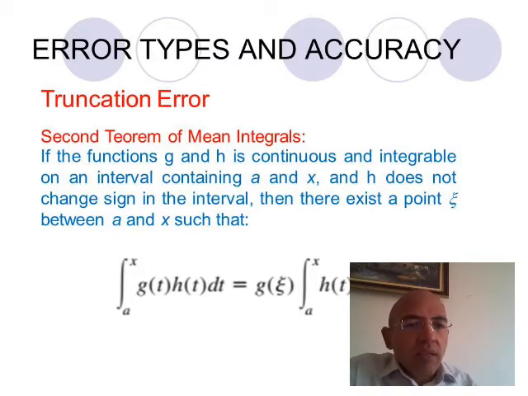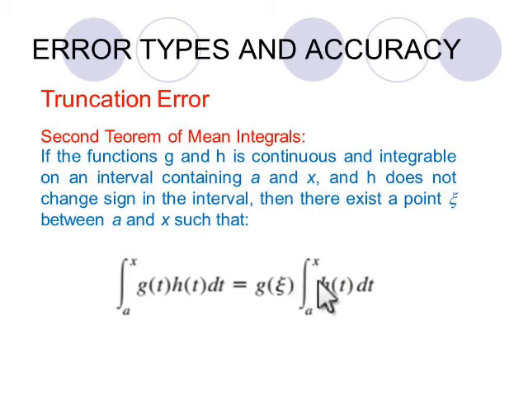Now in this case, we have two functions, g of t and h of t, or g of x and h of x. Certainly these functions are defined between a and x, and they have to be continuous and integrable. So continuous, I think you already have the sense, but what is integrable? It means you can apply any theorem of integration. For example, a discontinuous function can be integrable, right? You can integrate a step function within an interval.